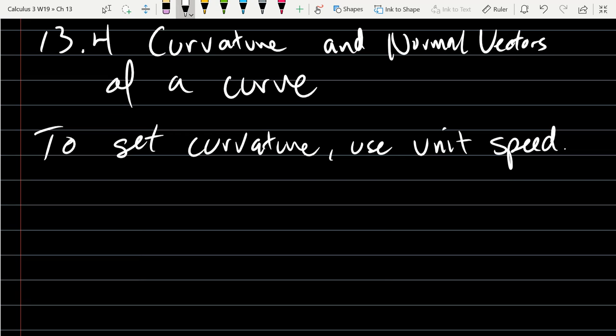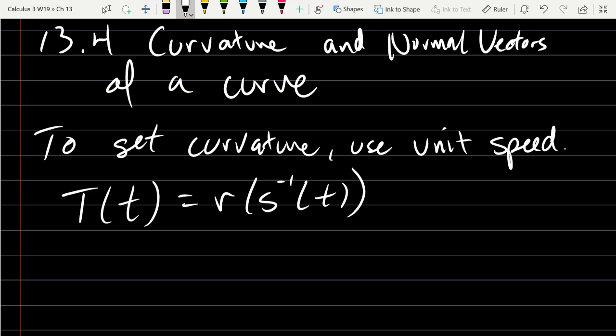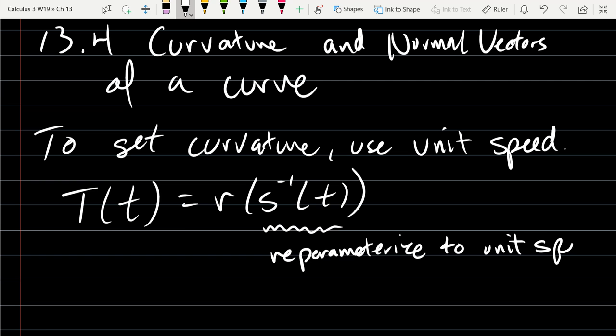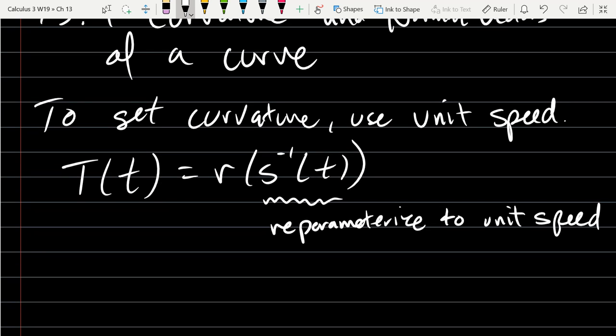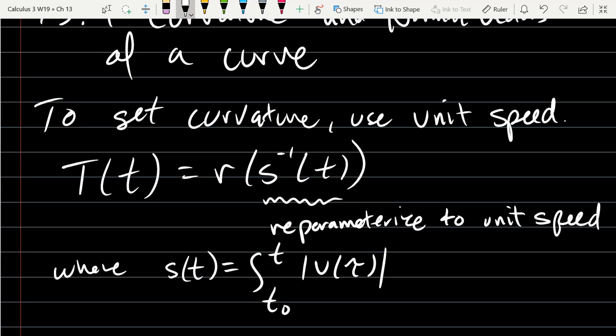So our curve will have, write it as T of T equals R of S inverse of T. So here we have the reparameterization of unit speed right here, and our S of T function. Now we're using S inverse of T above, but S of T goes from T0 to T, and this is the magnitude of the velocity times d tau, where tau is a dummy variable.